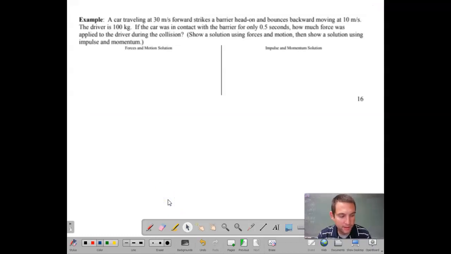And here we go. This should be the last one. So we're going to do the same process again, solving for forces and motion, and then solving for impulse and momentum.